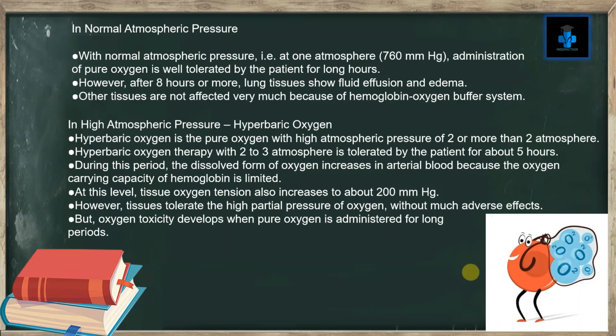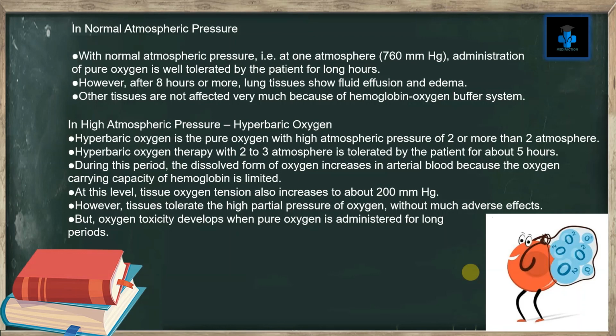In high atmospheric pressure, hyperbaric oxygen. Hyperbaric oxygen is the pure oxygen with high atmospheric pressure of 2 or more than 2 atmosphere. Hyperbaric oxygen therapy with 2 to 3 atmosphere is tolerated by the patient for about 5 hours. During this period, the dissolved form of oxygen increases in the arterial blood because the oxygen carrying capacity of hemoglobin is limited. At this level, tissue oxygen tension also increases to about 200 mm mercury.